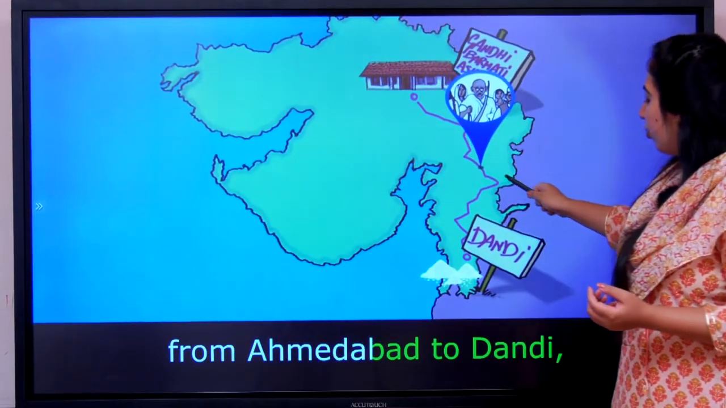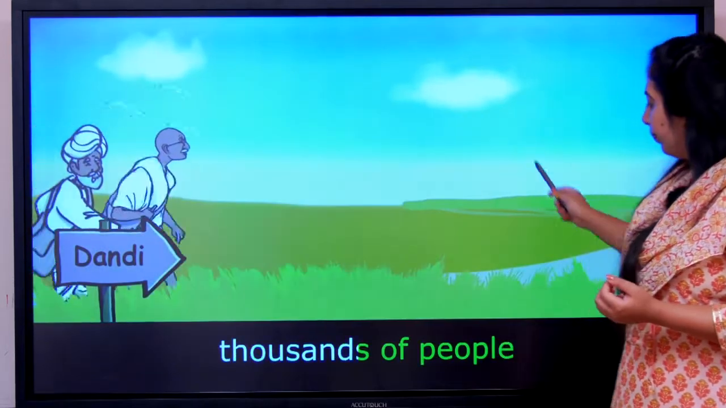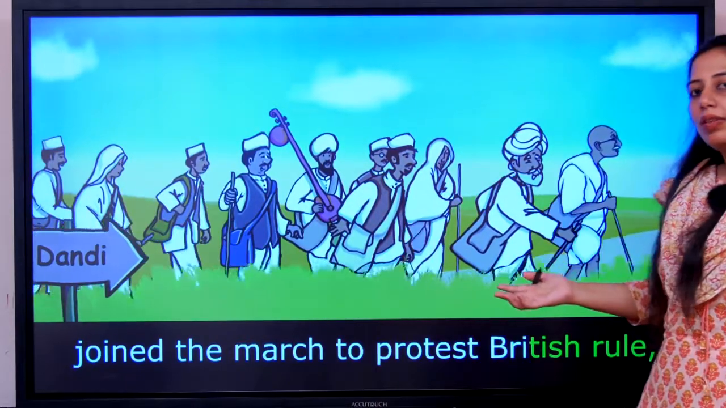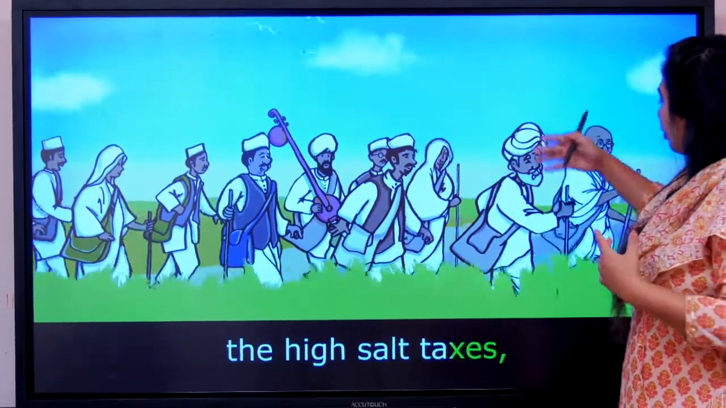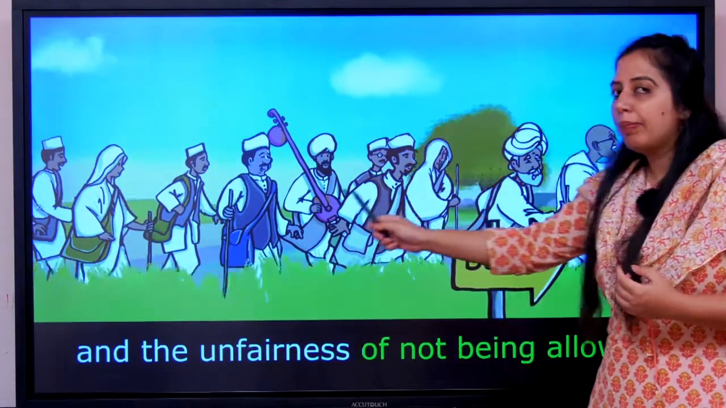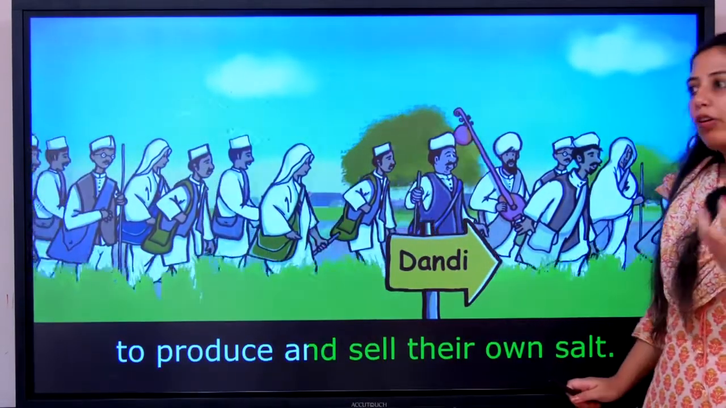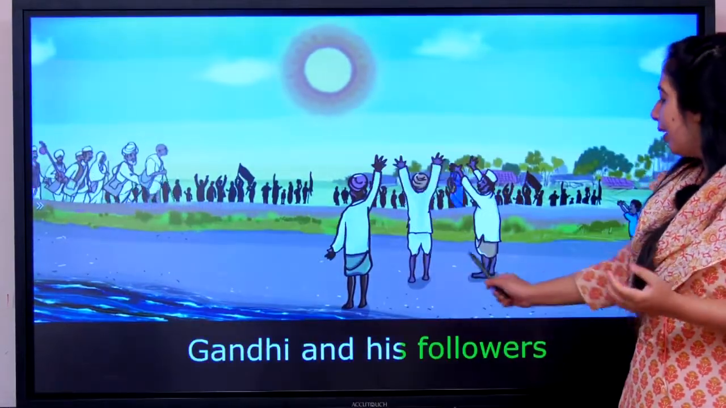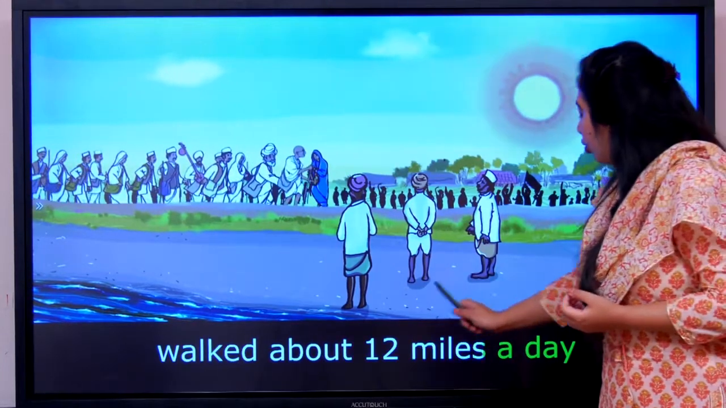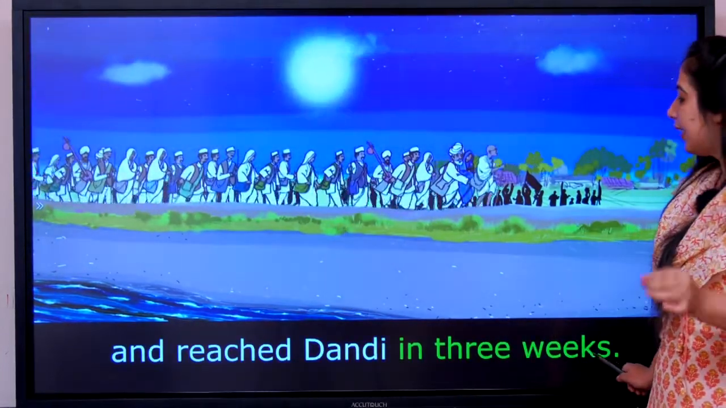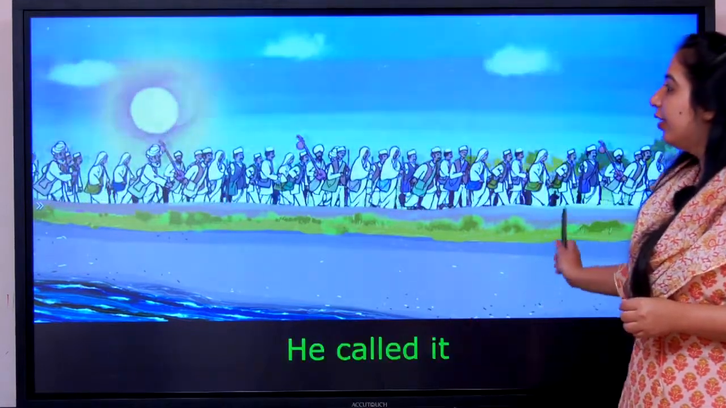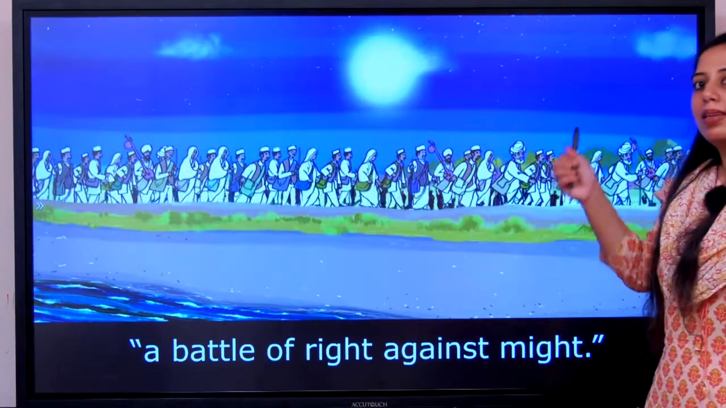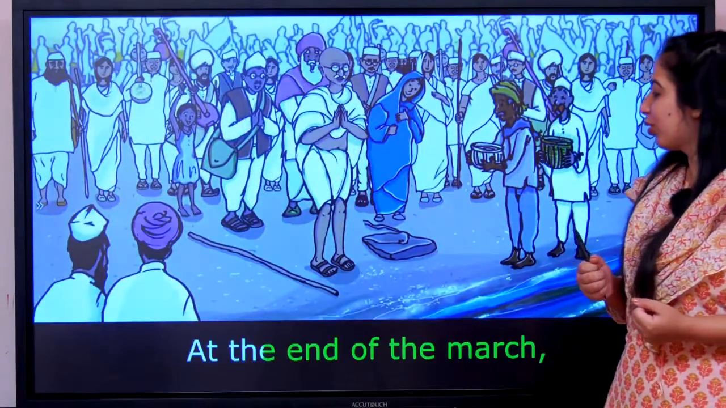So they walked 240 miles from Ahmedabad to Dandi. Thousands of people started joining. Where he started with only 78 people, thousands of people kept joining Gandhiji. They opposed the unfairness of not being allowed to produce and sell their own salt. Gandhi and his followers walked about 12 miles every single day and they reached Dandi after 3 weeks. It was called a battle of right against the might of the British.